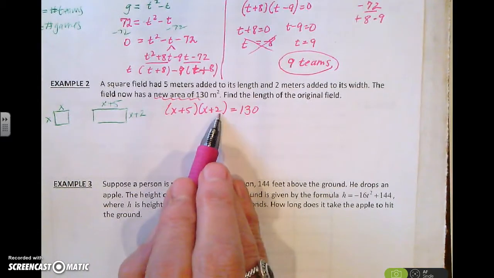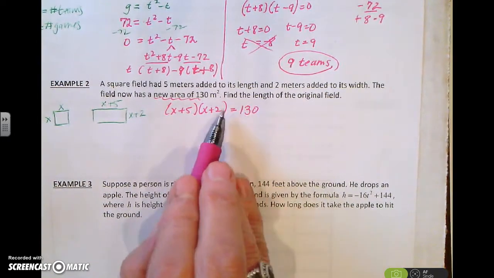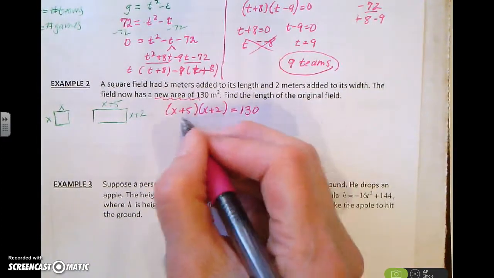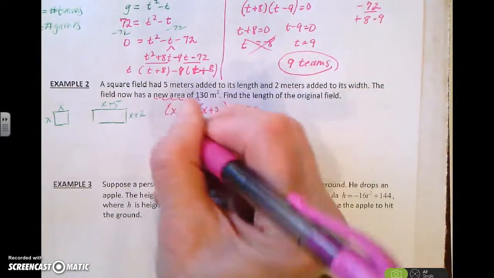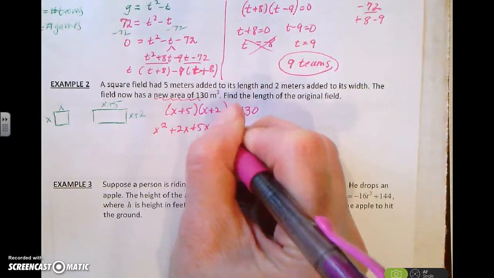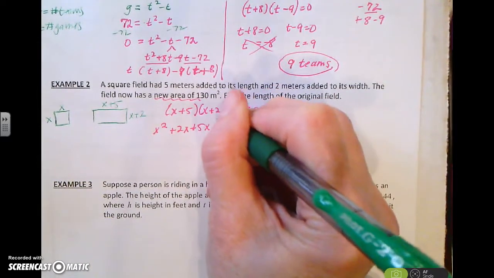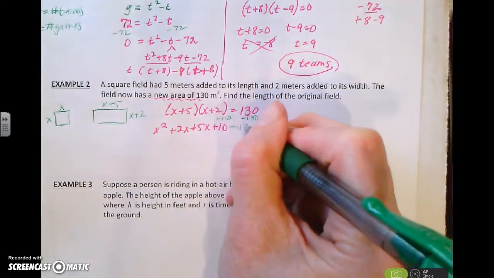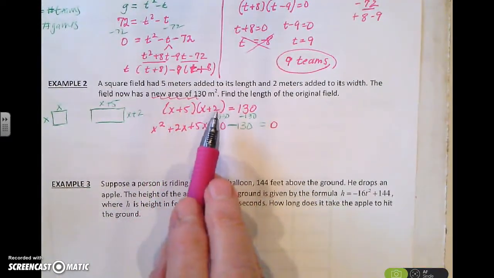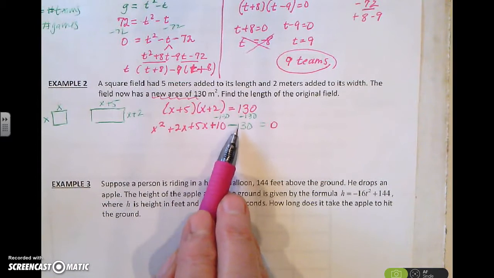So in order to solve this, remember we need to have a 0 over here first. So we're going to subtract this, and then we need to multiply out our polynomial here. So we have then x squared plus 2x plus 5x plus 10, and we're going to subtract this 130 from both sides and come up with minus 130 is equal to 0. So I do want to FOIL this out, but don't forget you still need to subtract the 130 and mix it all in together before we can do anything.